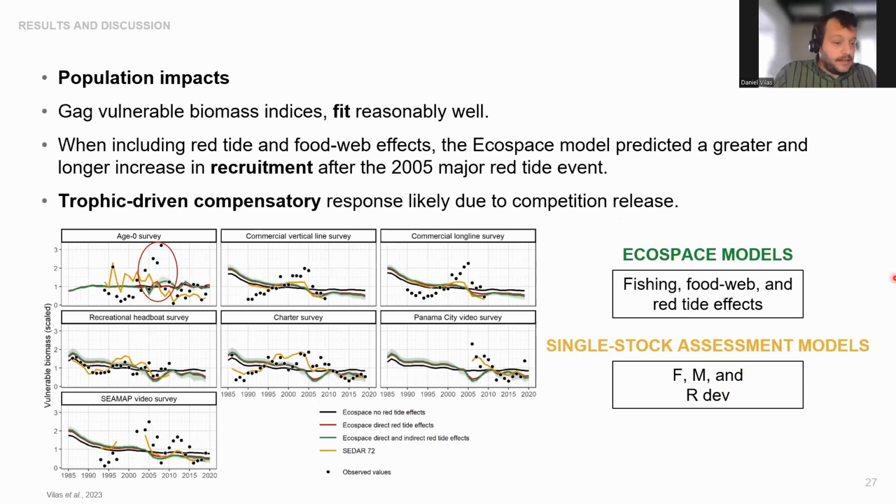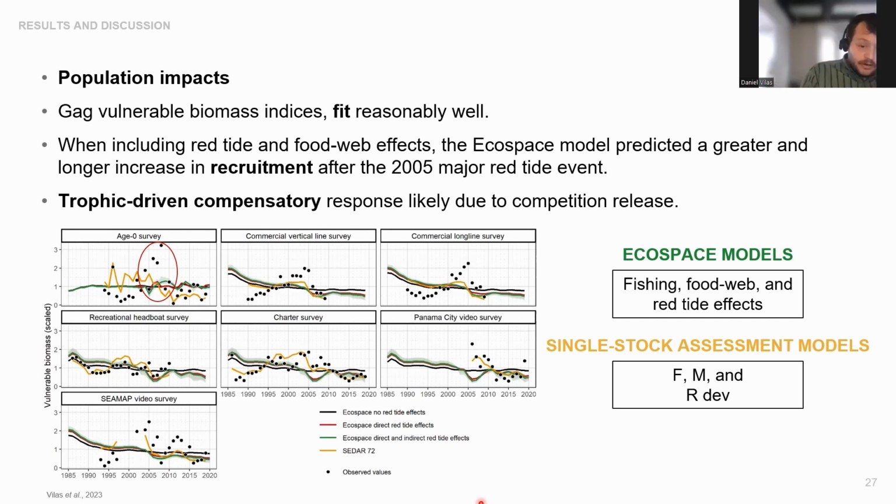And so what we did also was create, to predict, this biomass vulnerability gag grouper index. This plot here represents observations from fishery independent data. We have this yellow line representing the prediction from stock assessment. Then the black line represents the Ecospace without the red tide effects. The red line represents Ecospace with direct red tide effects, meaning that the red line only represents when red tide effects were applied to just gag grouper.